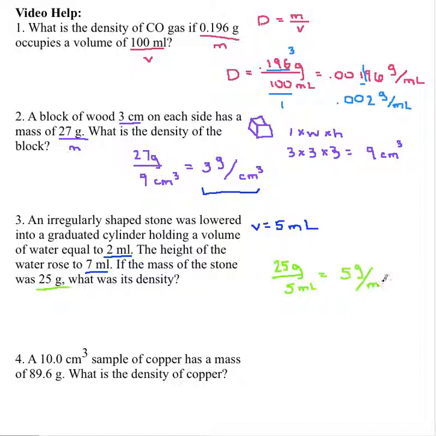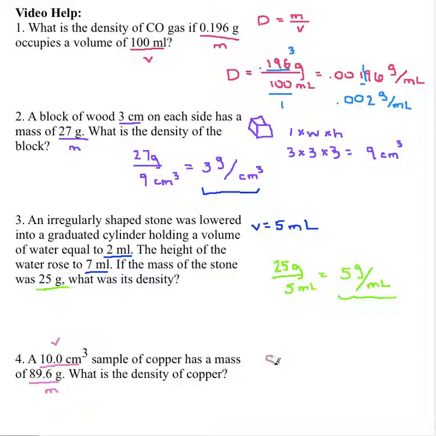Now, sig fig wise, 25 has 2 sig figs, 5 has 1 sig fig, so I'm good to go. All right. Last problem. I tell you that the volume of copper is 10.0 centimeters cubed, and also that the mass is 89.6. This is the volume. So all you have to do, then again, is mass divided by volume.